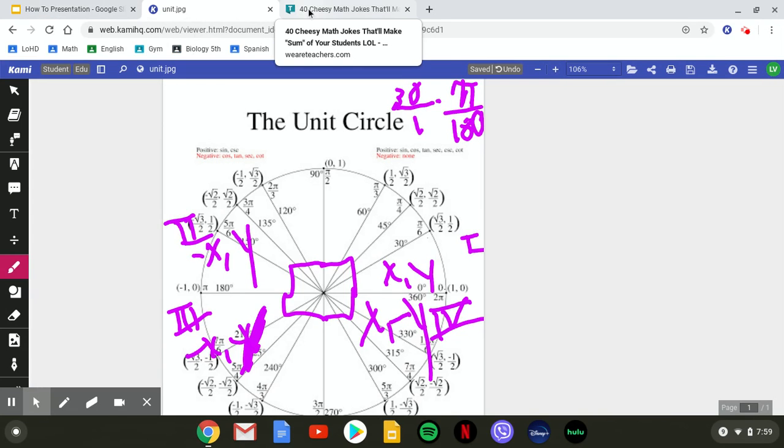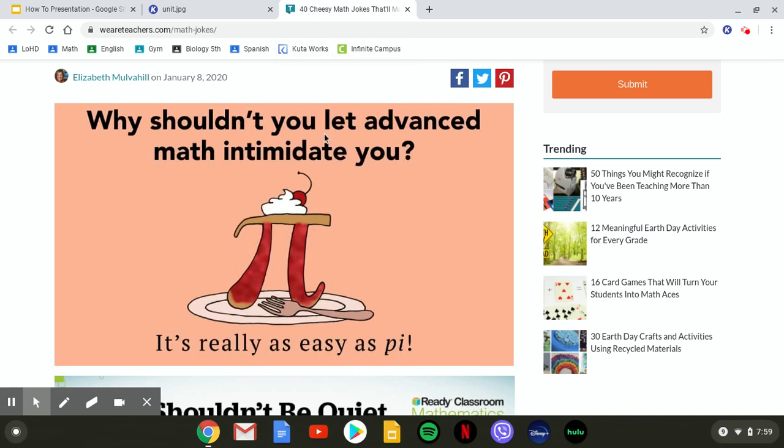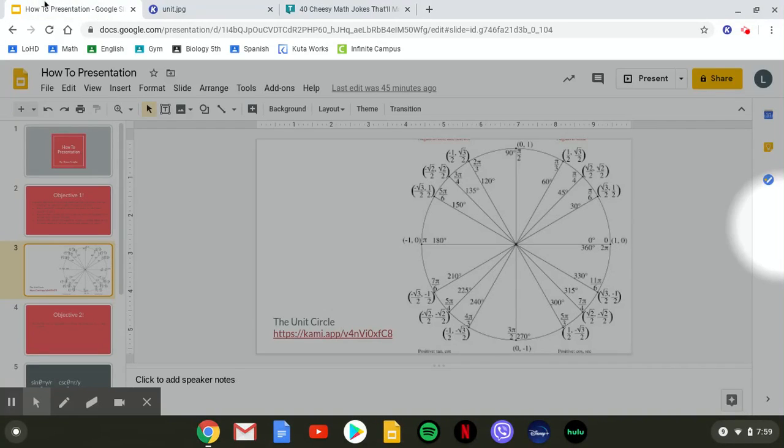We interrupt right now to show you a cheesy math joke. Why shouldn't you let advanced math intimidate you? It's really easy as pie. Ha ha ha ha. Alright, and back here we are.